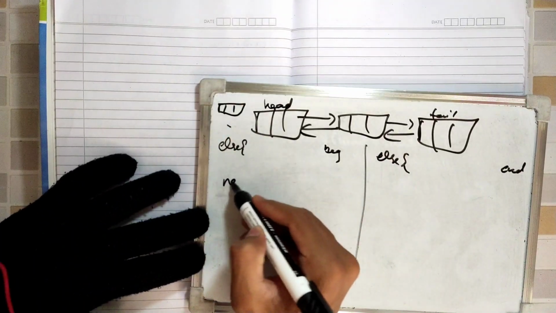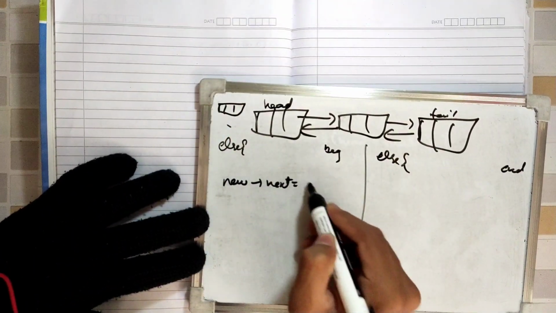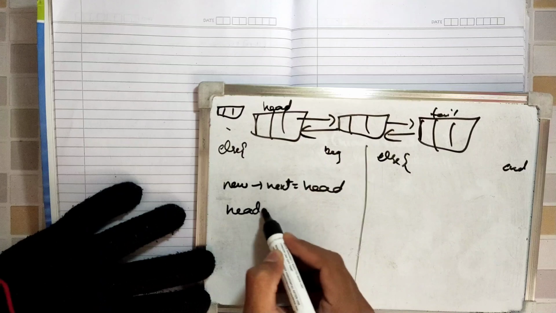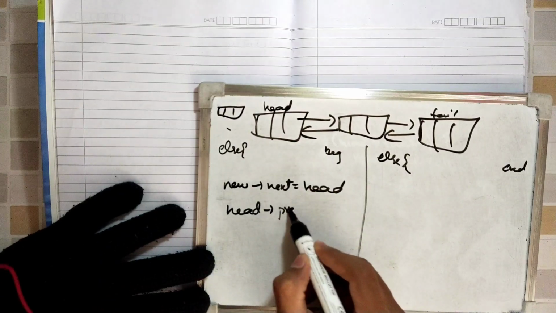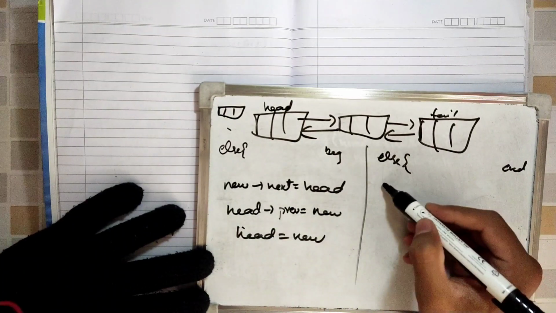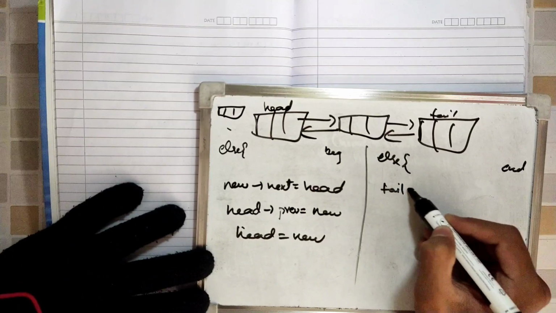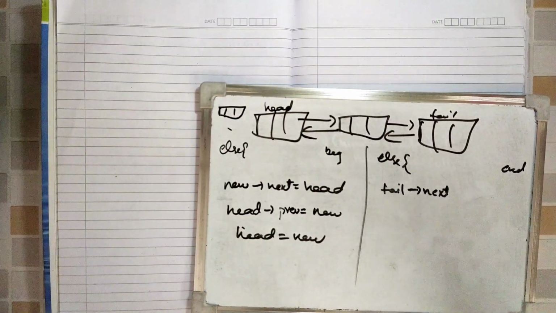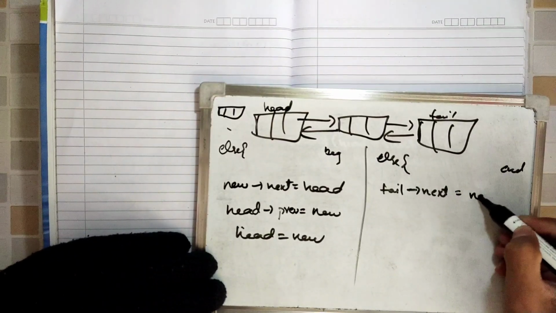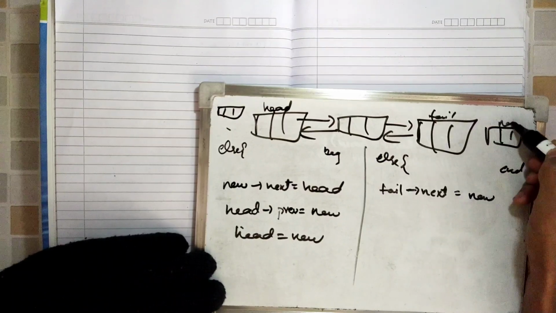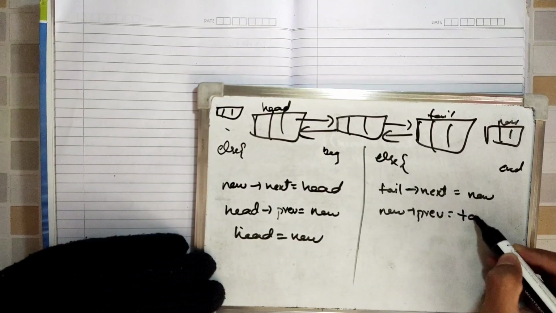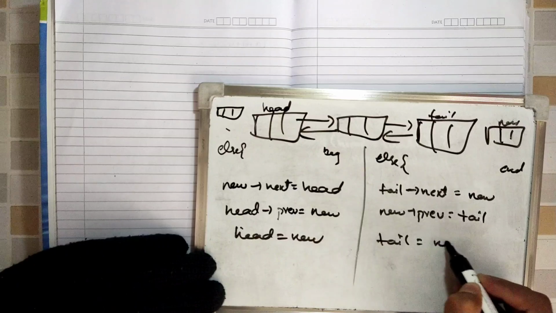So now what I will do, new of next equals to head. Okay, then head of prev, as you can see the same thing only I am repeating here, prev equals to new, head equals to new. Whereas here, tail of next. Okay, there in single node we use head itself, here we have to use tail of next equals to new if there is one node being attached here. Then new of prev I will say equals to tail, then tail equals to new.